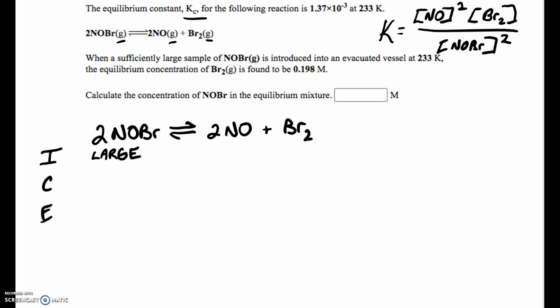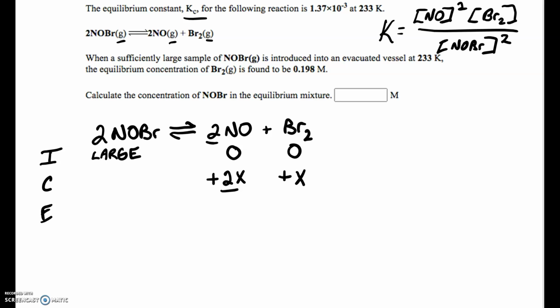We have an evacuated vessel, and that means that there was a vacuum pulled on this vessel. There's nothing in it. Not even air is in this vessel. There's nothing at all in it, and we put in NOBr and seal it. So all that's in there initially is the NOBr. So that means we can put zeros for the concentrations of our products, and you often will have to do that. And if we have 0, we know that our change to come to equilibrium is a positive number for our products and negative for our reactants.